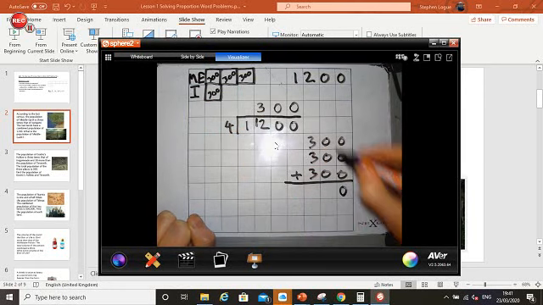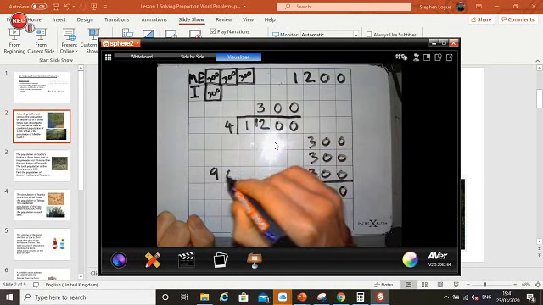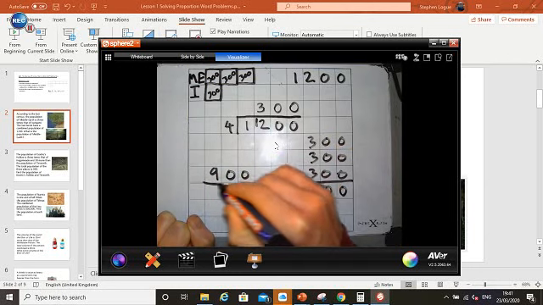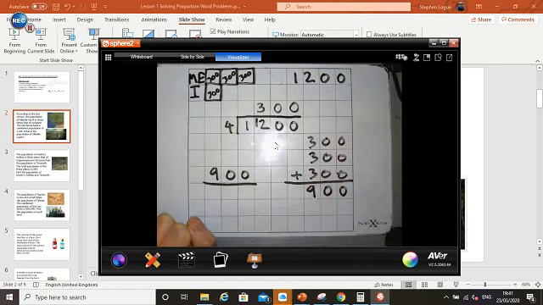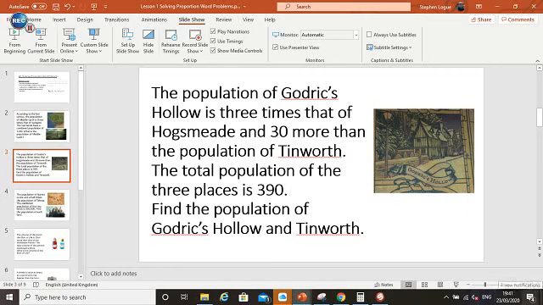The population of Godric's Hollow is 3 times that of Hogsmeade and 30 more than the population of Tinworth. The total population of the 3 places is 390. Find the population of Godric's Hollow and Tinworth. So this time, as we swap back to our visualizer, we'll see that we have 3 places, so we'll need 3 parts to our bar.